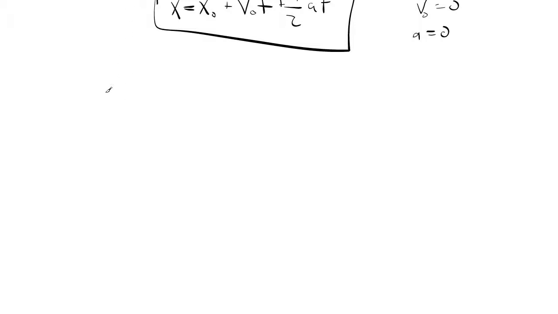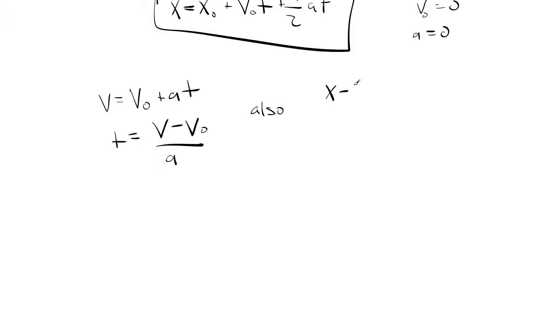In order to do that, I'm going to start with this one that you've already seen. I've just rearranged it a little bit, moving the v naught to the other side. I'm going to solve that for time. It's equal to v minus v naught divided by a. I also have another equation that we worked with already, which was x minus x naught is equal to v av times time. I'm going to leave that like that.